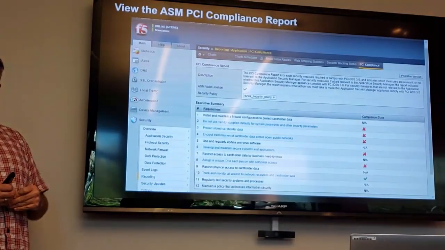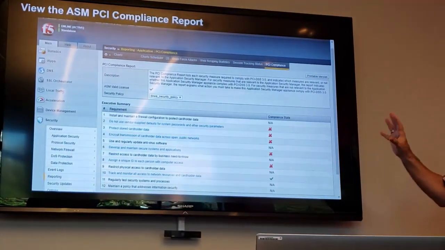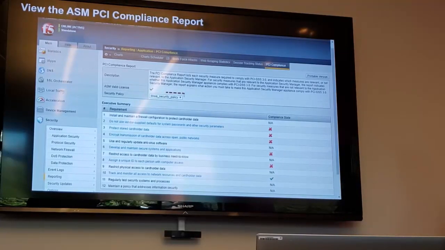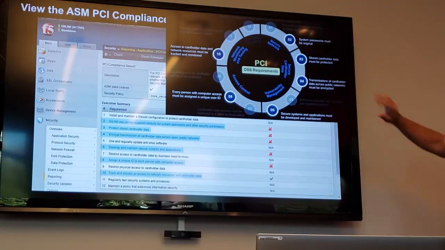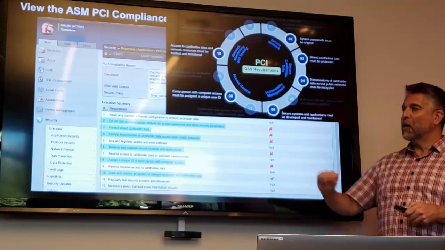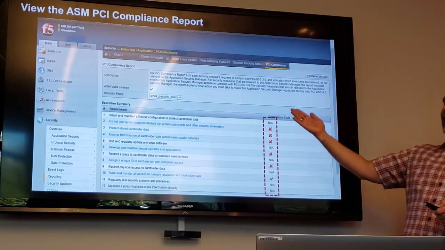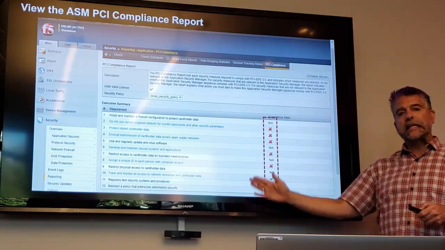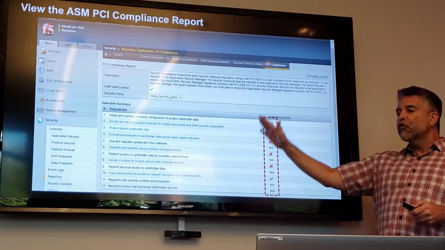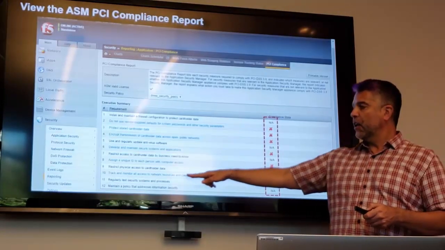So for the things that ASM can do something with, we have some icons over here. Right now we've got a lot of red X's. You can probably tell right off the bat that the red X is not so good. That means we are not compliant. There's my security policy, the one we're checking right now. And here's our reminder, our six different highlighted requirements, or sub-requirements. Right now, under our complete compliance state, we are not compliant. So we're going to look at how we can make each of these compliant. We do have one that is compliant already.